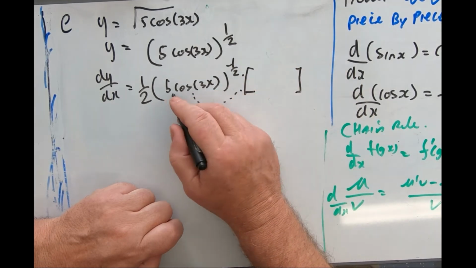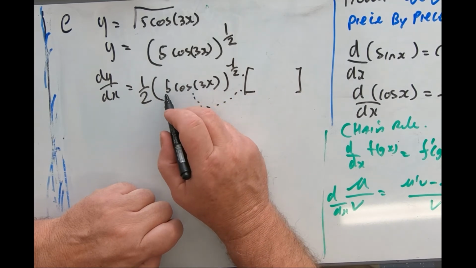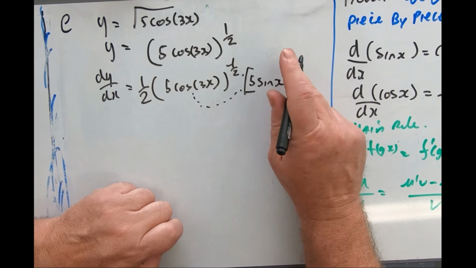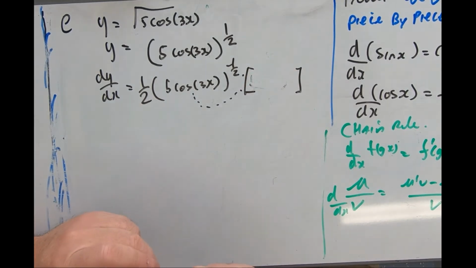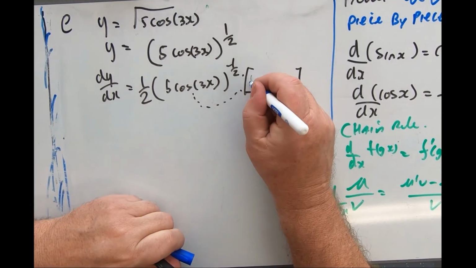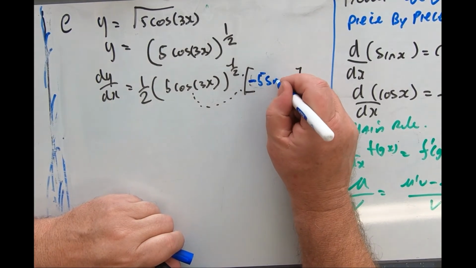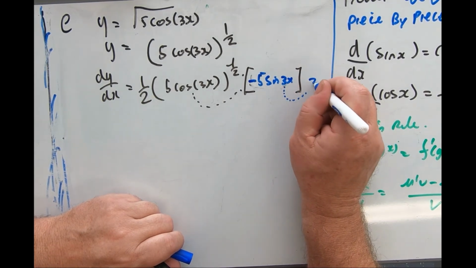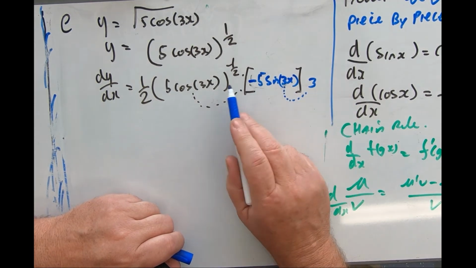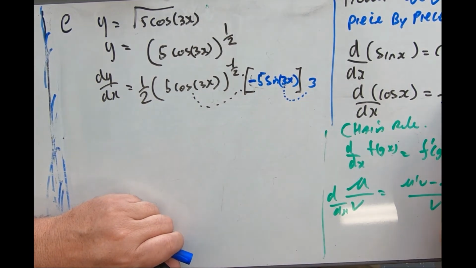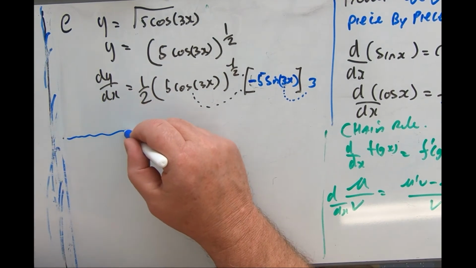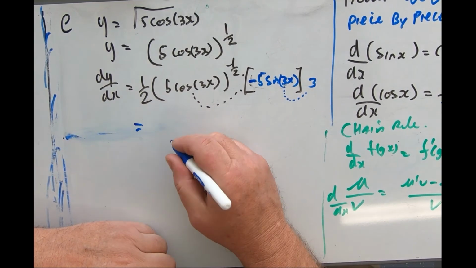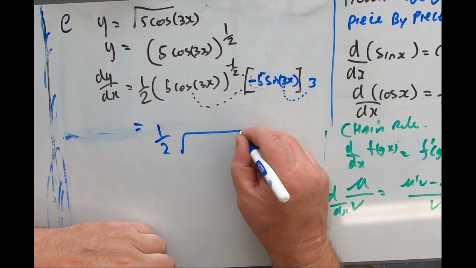Put it in a square bracket. 5 cos blah blah blah is the derivative is 5 sine blah blah blah. Did I say that? I do believe I meant to say minus 5 sine 3x. And the derivative of the 3x is 3. Okay, root of cos is minus.